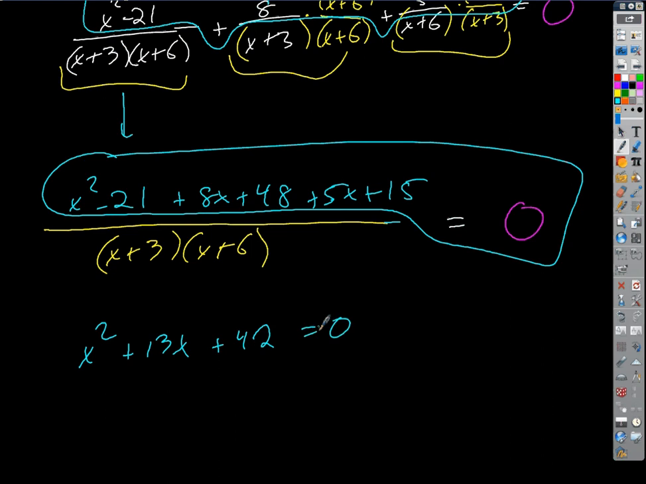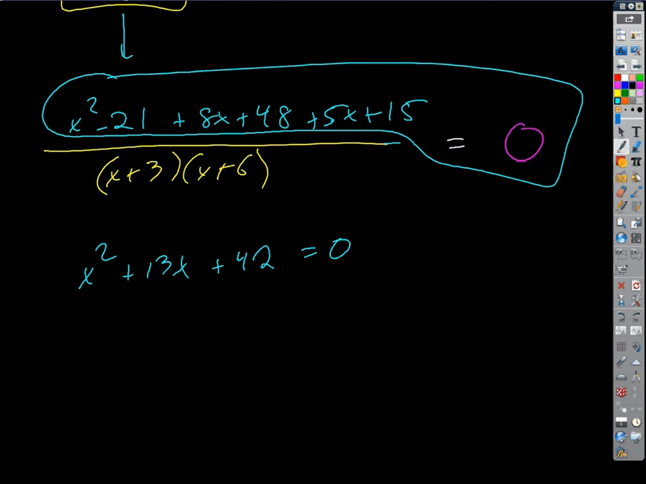Because the fraction equals 0 when the top equals 0. So when does the top equal 0? Well, let's solve that. Are there magic numbers? No. Wait. I mean, I can always use the quadratic formula if I need to. But let's look for magic numbers.